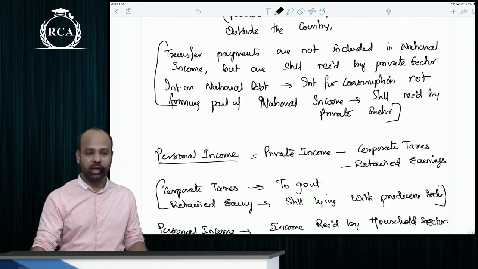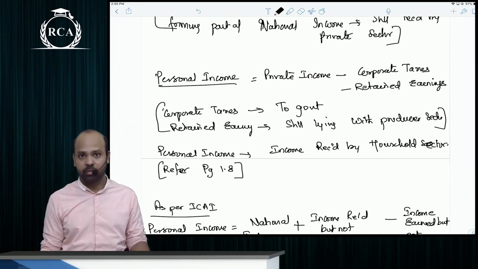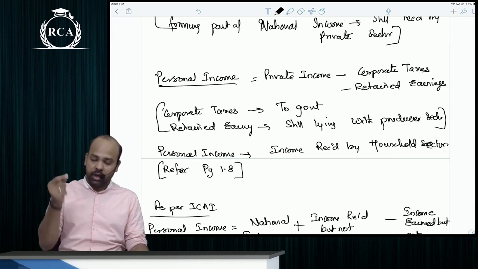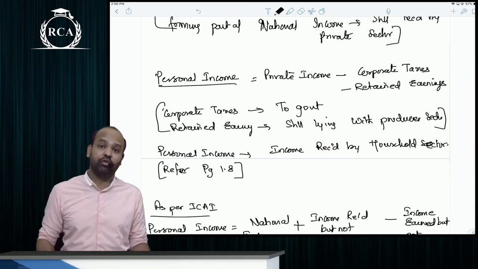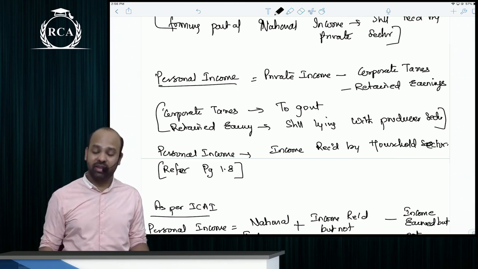From this personal income, if you remove personal income tax and other non-tax payments that are made to the government, you will get disposable personal income. Disposable personal income is a true measure of the money available with the public for the purpose of spending, consumption and savings.